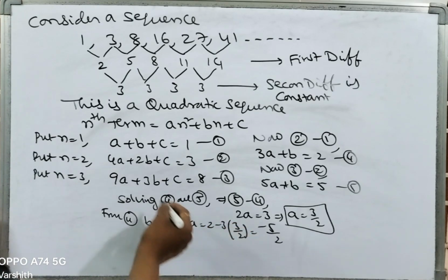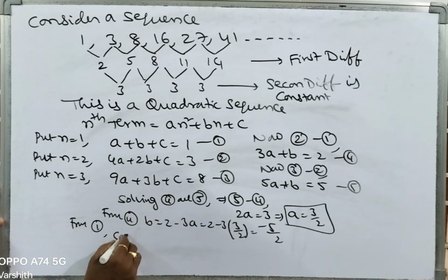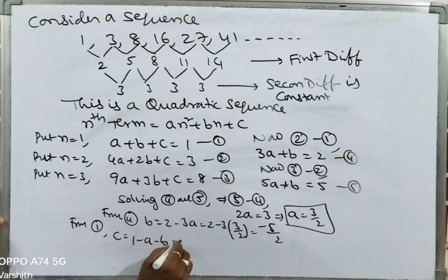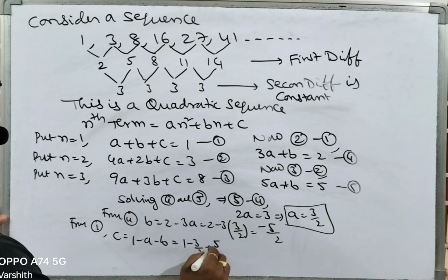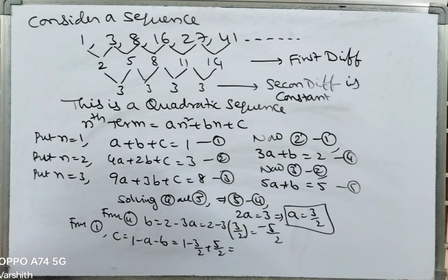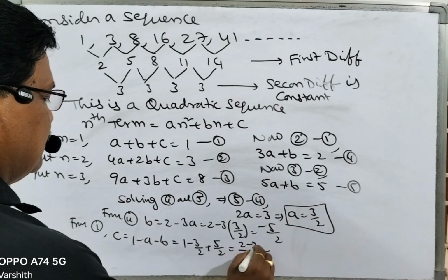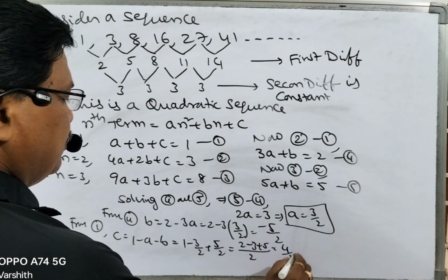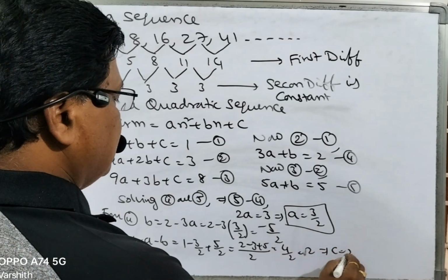We got the a value and b value. Let us substitute in the first equation and we'll get the c value. That is c is equal to 1 minus a minus b, that is nothing but 1 minus 3 by 2 plus 5 by 2. If you take LCM, 2 minus 3 plus 5, 4 by 2, we are going to get the c value as 2. So this implies c is equal to 2.